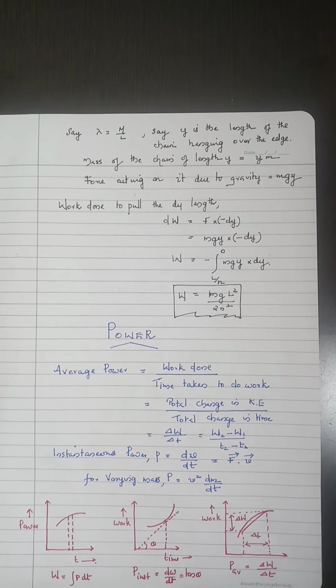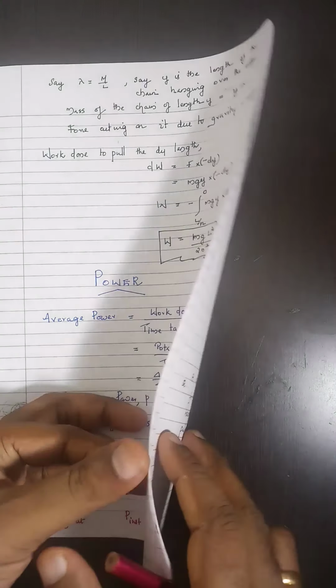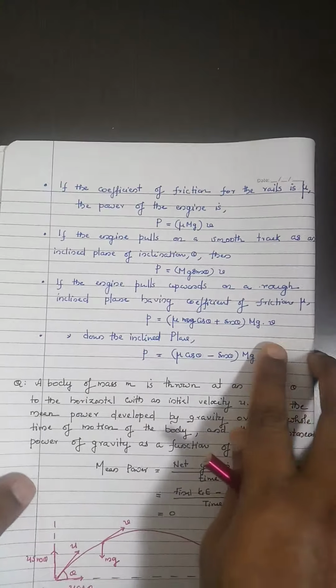If you just go through the three different graphs, for the power time graph, you can use the integration to find the work done. If a work time graph is there, you can easily find the instantaneous power by just taking the slope, and the average value again. We can move to the next concept, the very important four concepts.